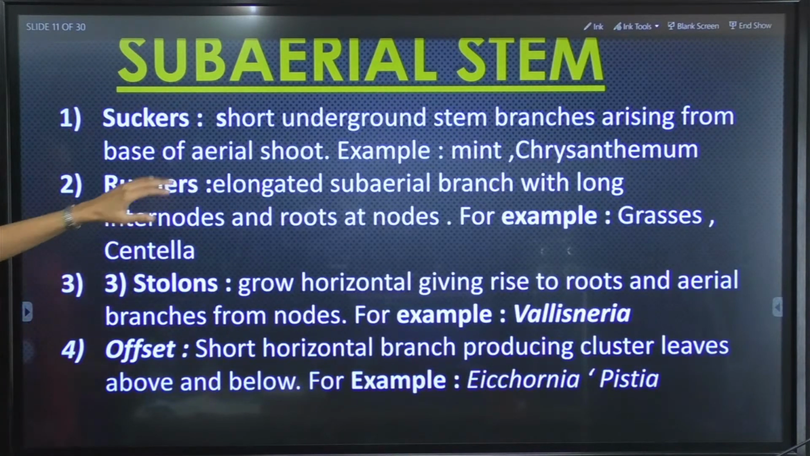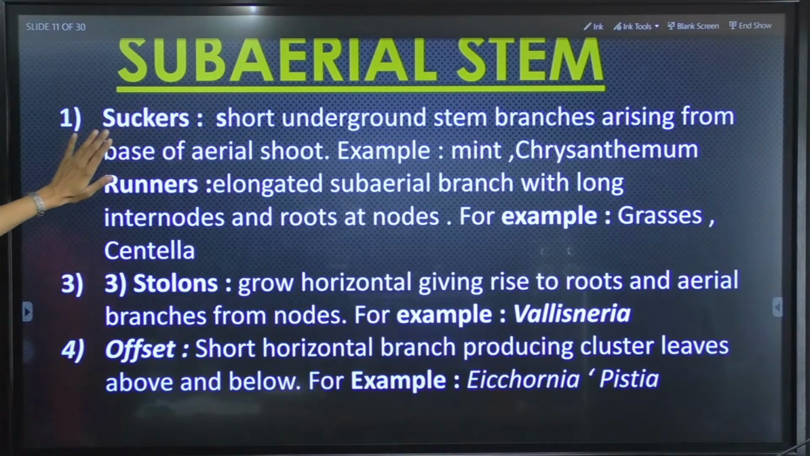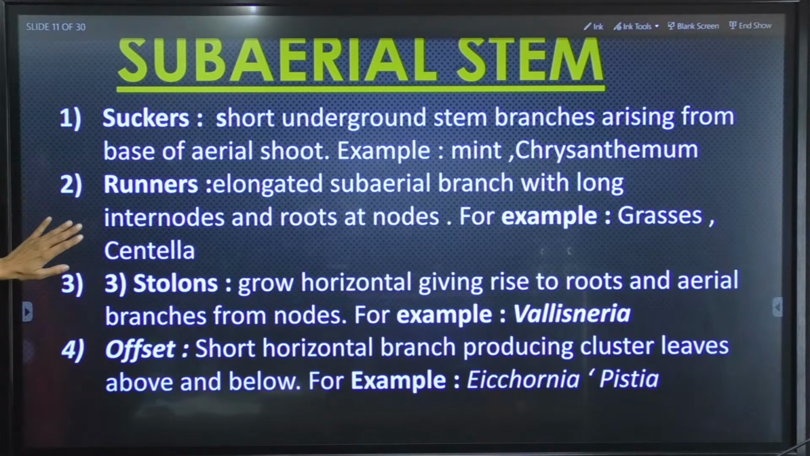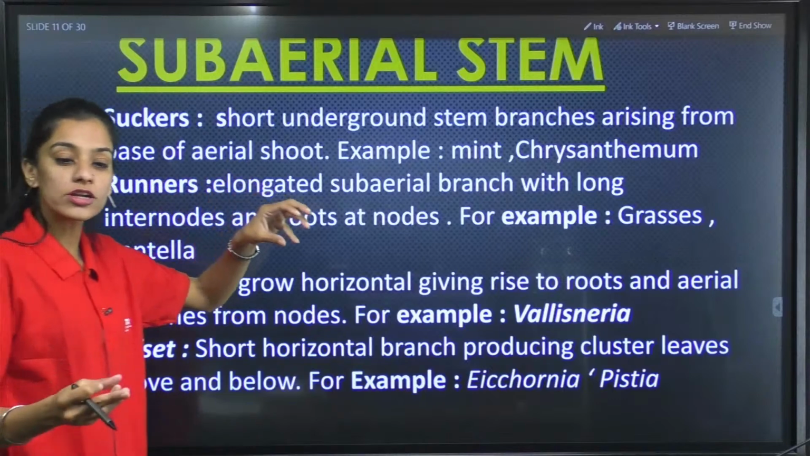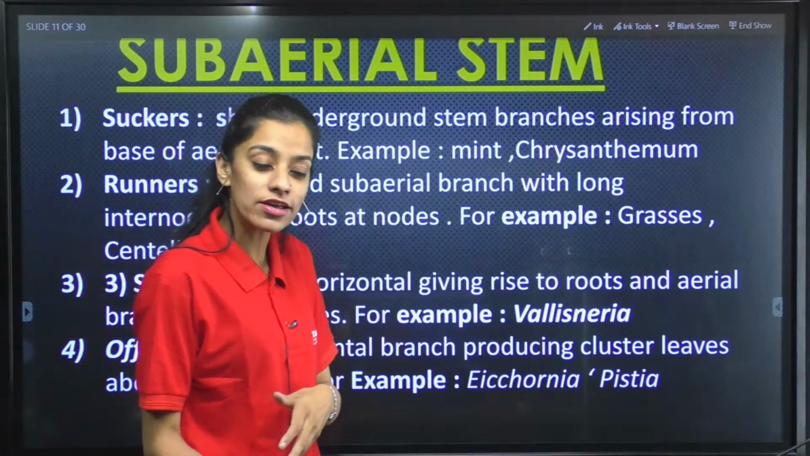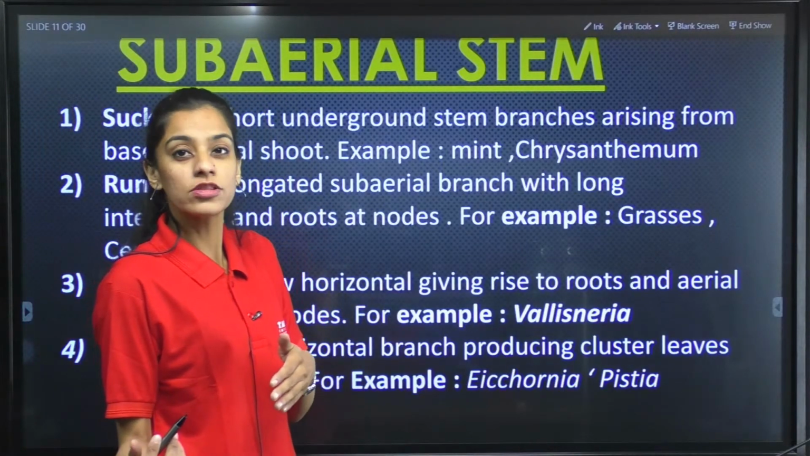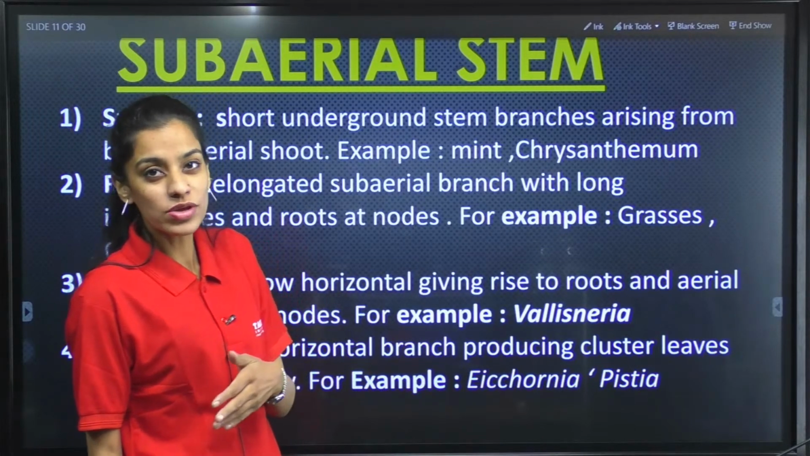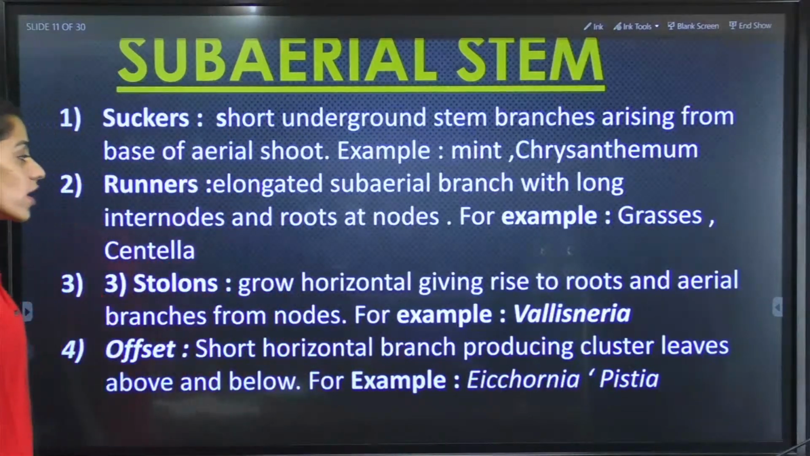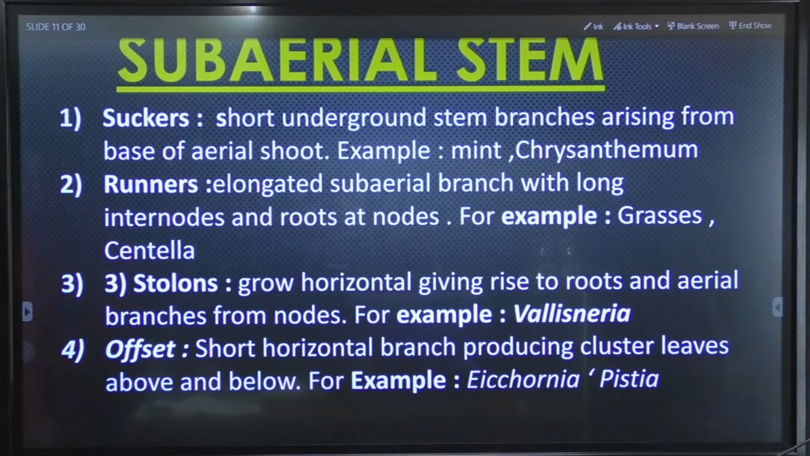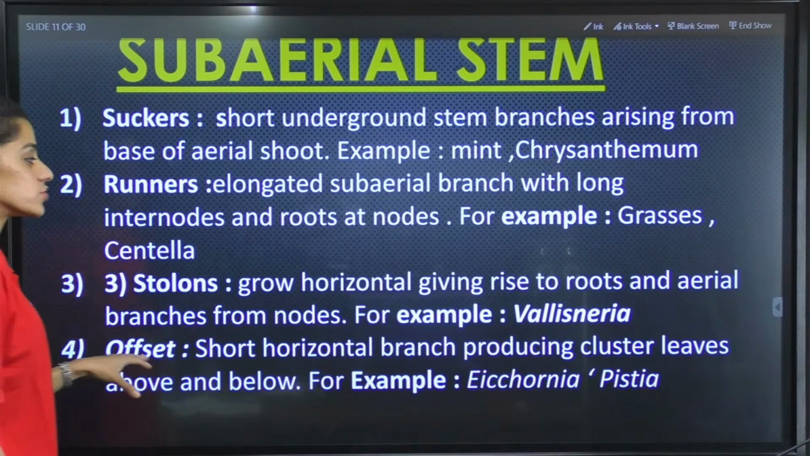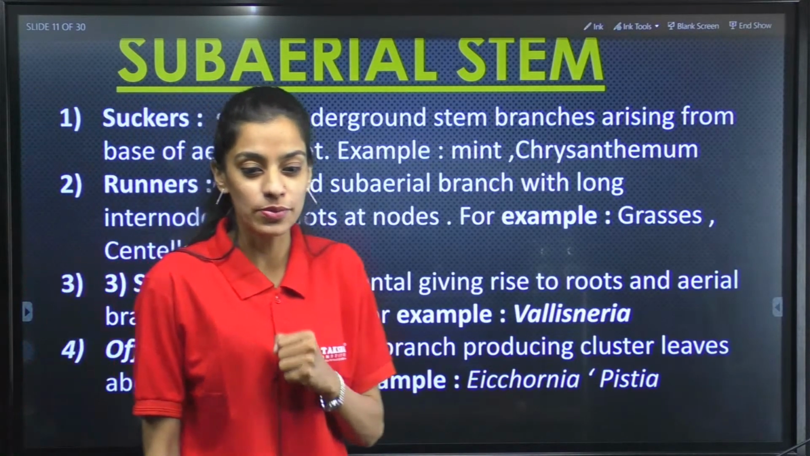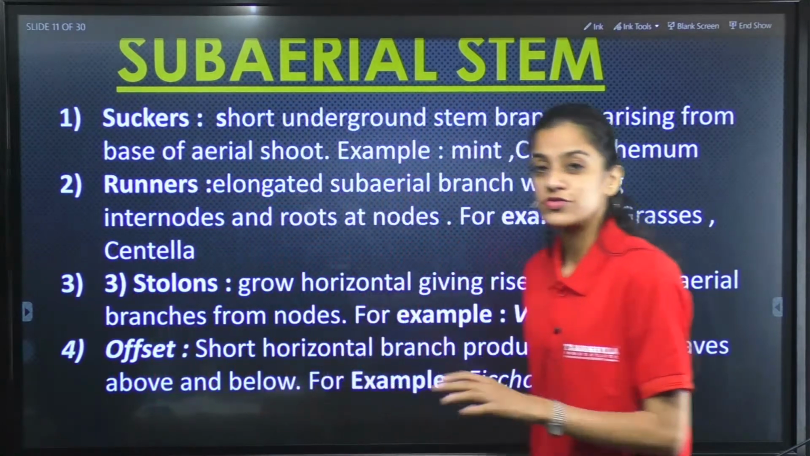Right, so sucker is short, underground, with the base arising from the base of the aerial shoot. Runner has very long internodes, so we are able to easily recognize it by the longer internode. Then you have the stolon that gives rise to roots and aerial branches from the nodes. For example, you have Vallisneria and offset again, right?